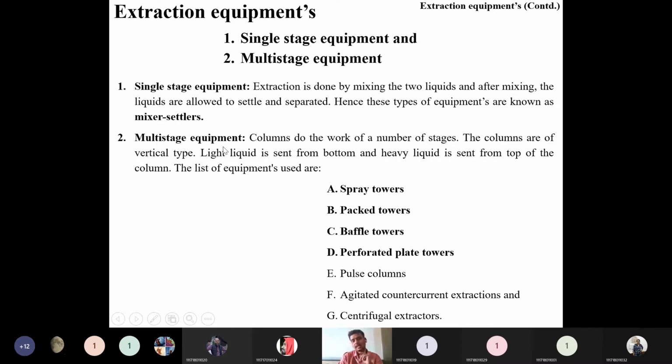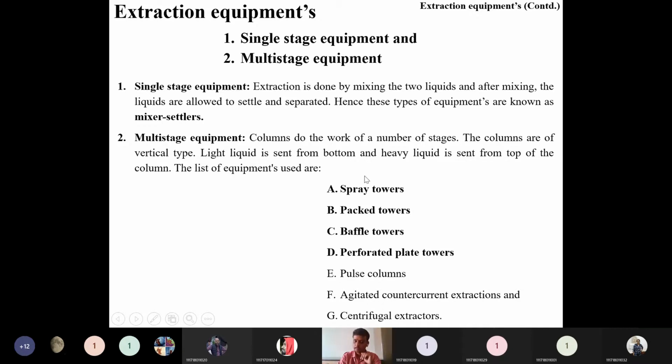Then multi-stage extraction. What is this multi-stage extraction? Number of stages will be there, inside a single column. You might have noticed this in a distillation unit. In the distillation unit, the entire column will have a number of plates arranged, and each plate acts as one stage. That's the definition of a stage. Similarly, here also there are many stages inside one single column. That type of equipment is called multi-stage equipment.